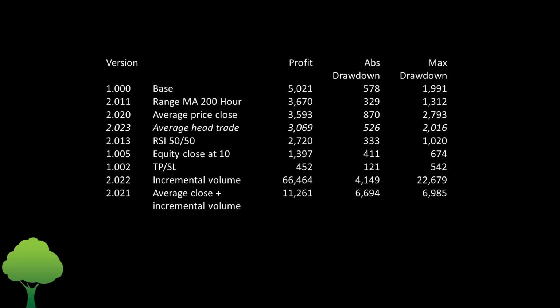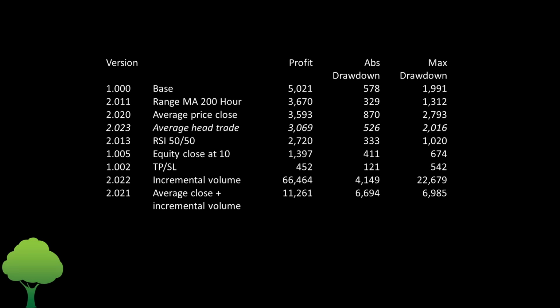Look at the actual numbers. The total profit of 3,069 comes below the average price close profit of 3,593. So holding the trades until everything closes at an average will generate more profit, but not significantly more. The absolute equity drawdown, though, at 526 is less than the average price close drawdown, so it's significantly less, 526 compared to 870.